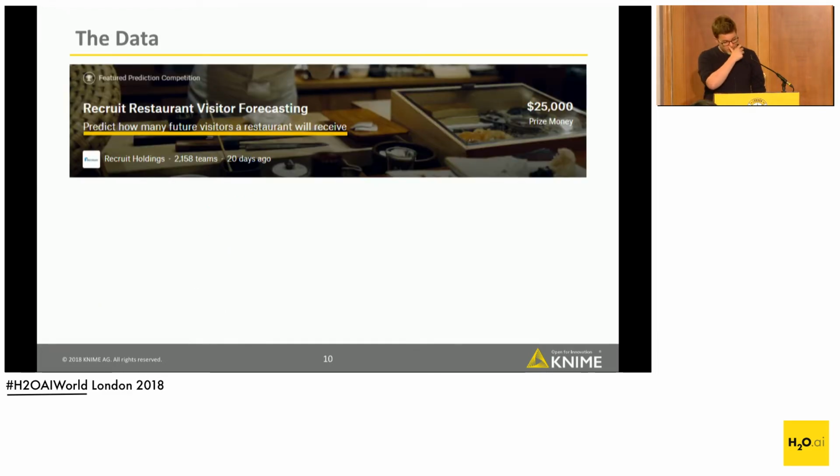To give you a real-world example, or more real-world-ish example, of what you can do if you combine the two tools, I brought this Recruit Restaurant Visitor Forecasting Challenge. It's a Kaggle challenge, but this is not the important point here. It's just a challenge with some data, and we tried to build a KNIME workflow to analyze the data, and we didn't spend too much time on optimizing all the individual steps like hyperparameter tuning or feature engineering or whatever. What we try to do is come up with a solution, an end-to-end workflow using KNIME and H2O.